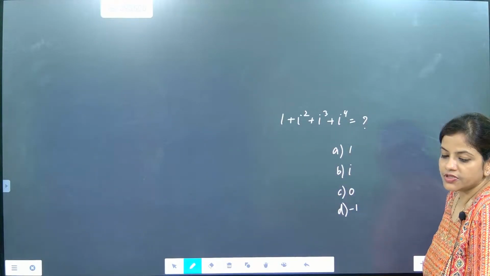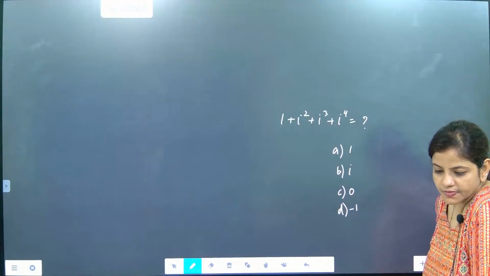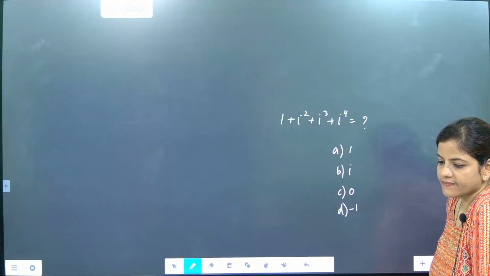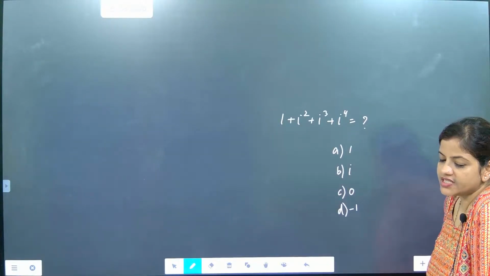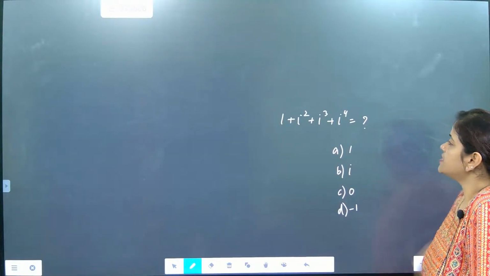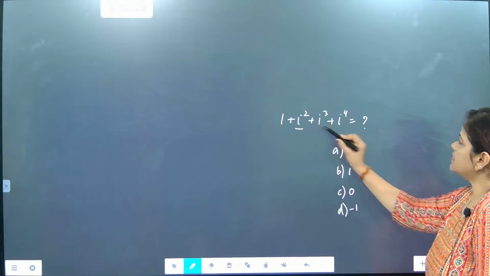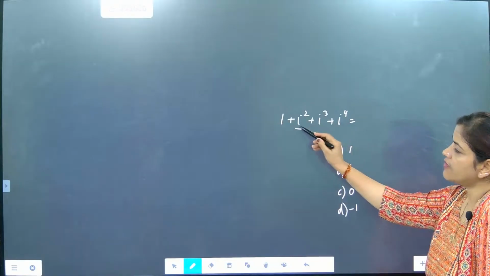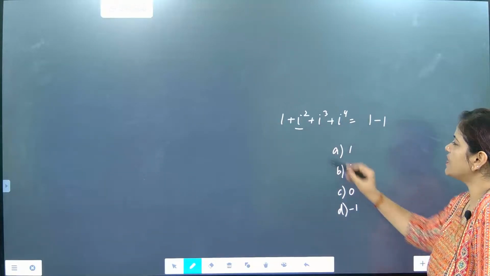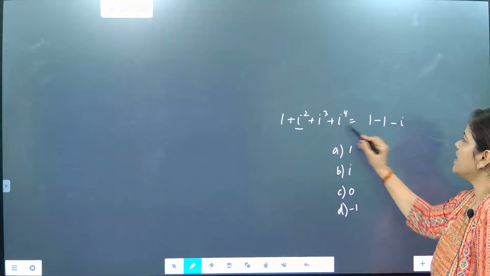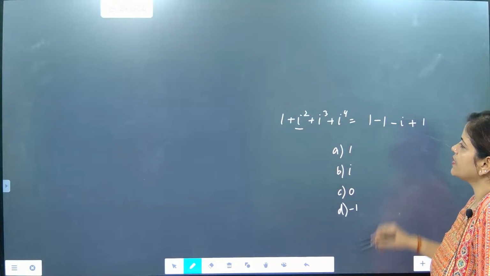Now look here, solve this question. What is the answer option? Come on, say. See here, i square. This is exactly how we are going to solve. i square will be coming as minus 1. i cube is minus i. i to the power 4 is 1.